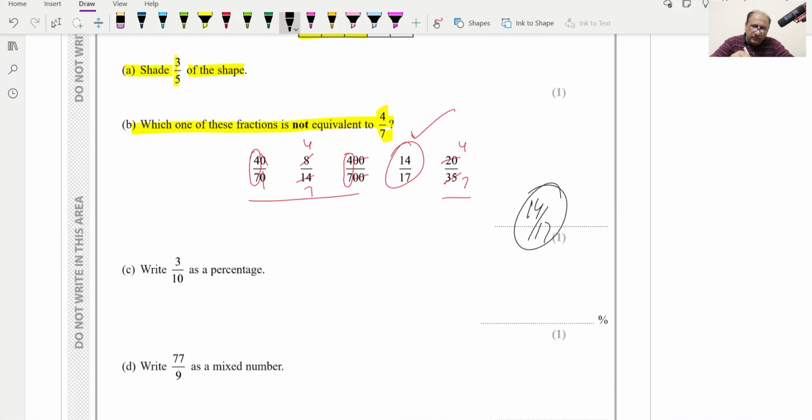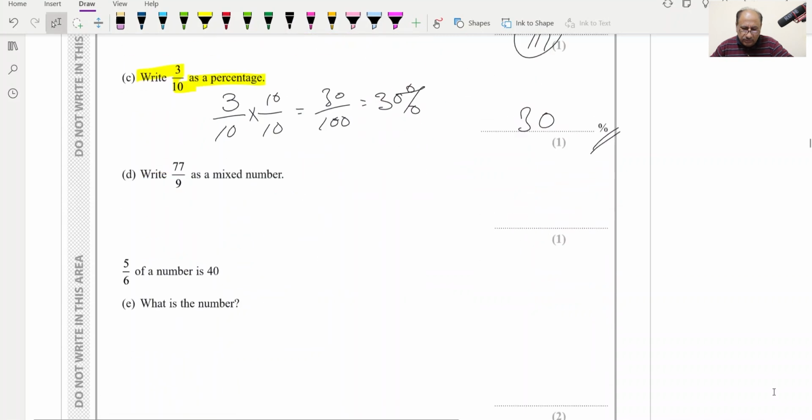So 14 over 17, this will be our answer for this part. Then C part, write 3 by 10 as a percentage. So we can rewrite 3 over 10 multiplied by 10 and divided by also 10, and we can put fraction like this, and this will be equal to 30 over 100, which is equal to 30%. So it will be 30, and percentage symbol is already there.